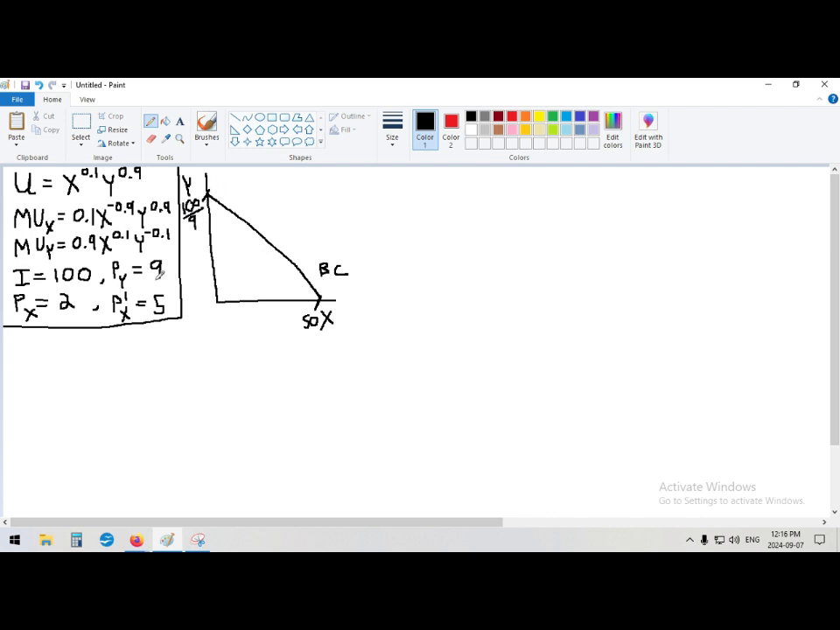And then when the price of X changes, it's going to increase up to 5. That changes the amount that they can consume. And the budget constraint is going to pivot in here. This is going to go down to 100 divided by 5, which is going to be 20. So what we have to figure out is how that's going to change their optimal bundles between these 2 points here.